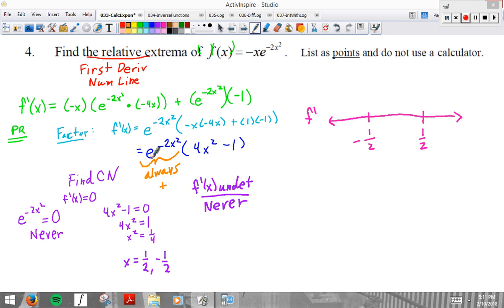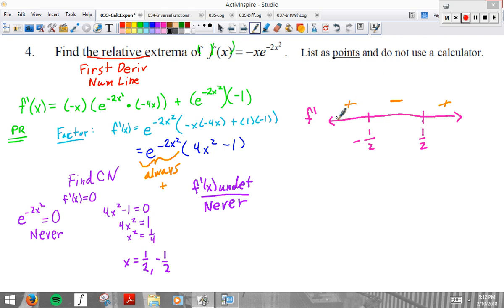0 is easy to test anyway. E to the 0 is 1. 4 times 0 squared, 0. 0 minus 1, negative 1. So we're talking about negative. Don't assume it just switches. Instead, we can check 1. That's positive. You don't need to know what e to the negative 2 power is. You just have to know it's positive. 4 times 1 minus 1, positive. Negative 1/2 doesn't matter. It's still positive. When we're plugging in negative 1, we get positive, positive, which is positive.